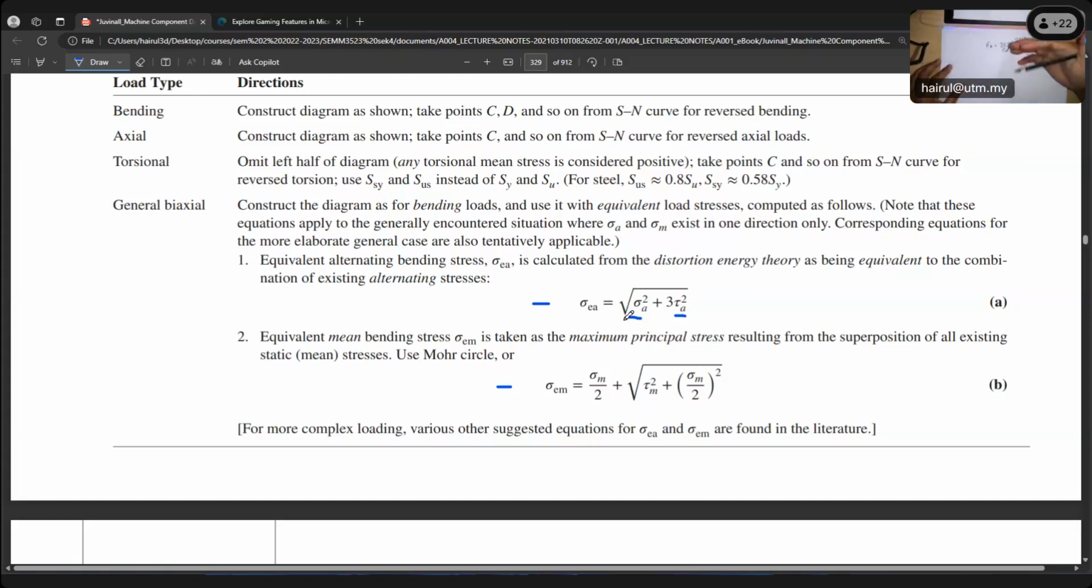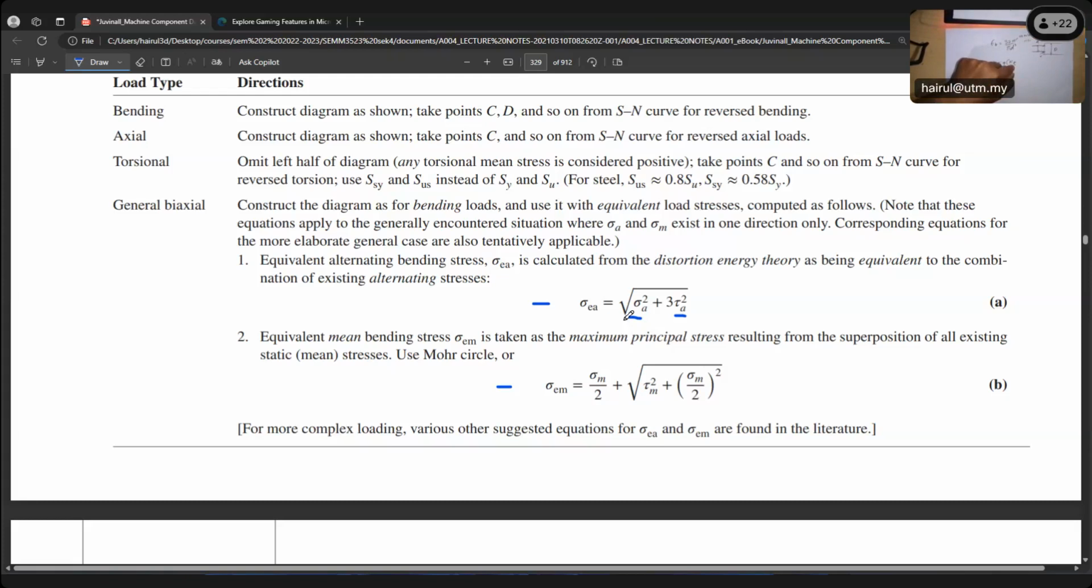fatigue stress concentration factor. So what is that fatigue stress concentration factor? The basic equation is KF. KF stands for fatigue stress concentration factor. So what is the equation? It is 1 plus q times the bracket KT. KT is the static stress concentration factor.